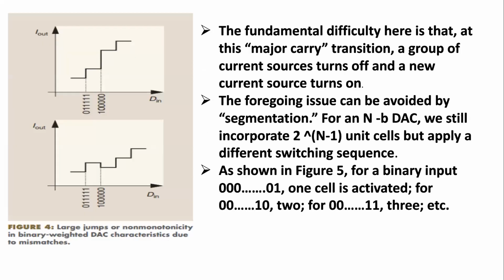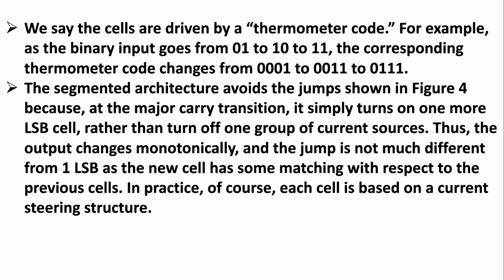The fundamental difficulty here is that at this major carry transition, a group of current sources turns off and a new current source turns on. The foregoing issue can be avoided by segmentation. For an n-bit DAC, we still incorporate 2 to the power of n minus 1 unit cells but apply a different switching sequence. As shown in figure 5, for a binary input, one cell is activated for 01, two for 10, three for 11, etc. We say the cells are driven by thermometer code.